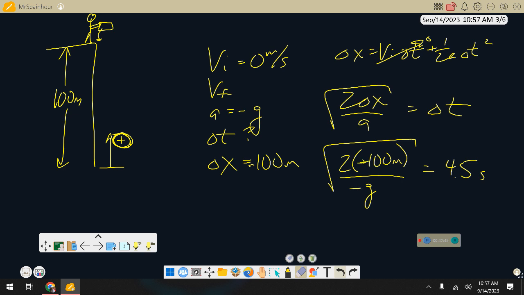Okay, but negative, negative, obviously your negatives, as they should, cancel. By the way, notice that if we had established down as positive, then that would be positive, and that would be positive, and positive, positive would, in fact, end up with the exact same right answer.